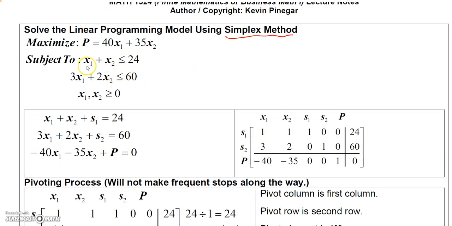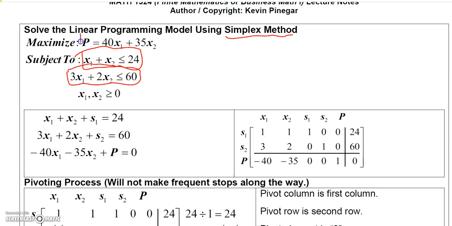Okay, now remember, the first thing you do is write your initial system of equations by adding slack variables to your less than constraints. So take this constraint and add a slack variable to it and convert it to an equation, and I get x1 plus x2 plus s1 equals 24. Then take this constraint and add another slack variable to it and convert it to an equation, and I get 3x1 plus 2x2 plus s2 equals 60.